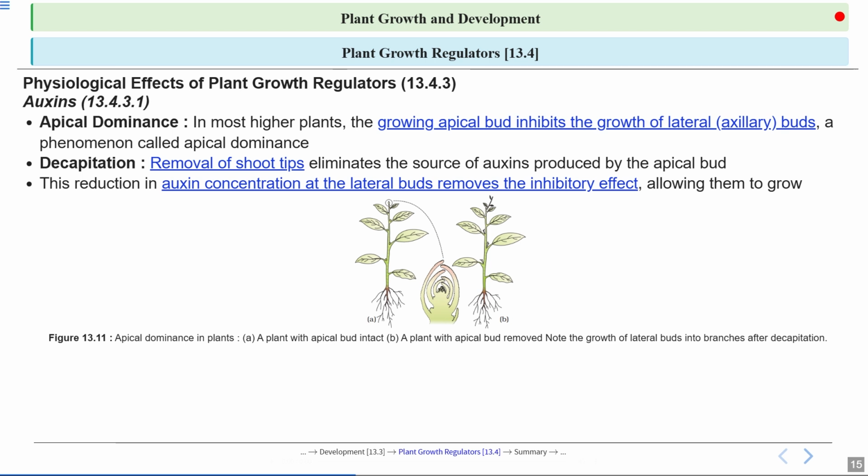So here in the figure, you can see the apical bud. When this apical bud got removed, okay, in figure B now you see the branches are coming from the axils of the leaf, new lateral buds are coming out.